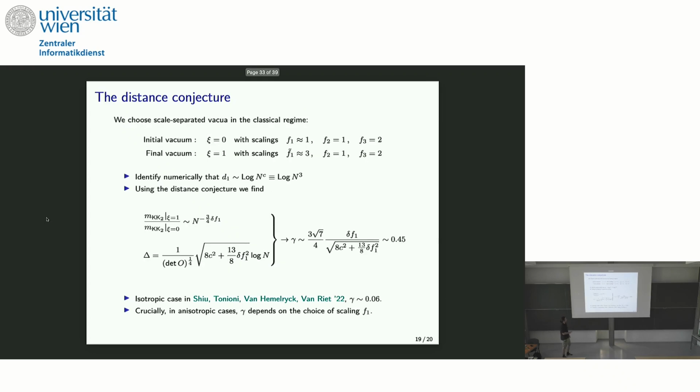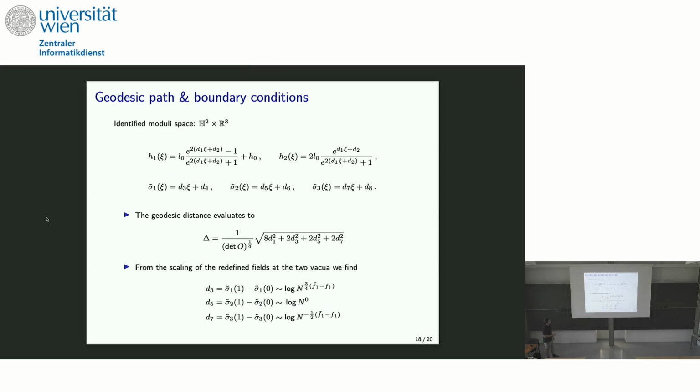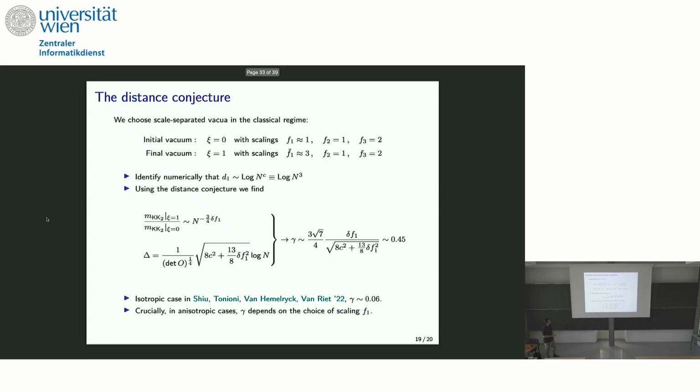Now, in order to calculate D1, this is non-trivial, and we have to do some numerics and find out the value. And we have to set our value. So in our initial vacuum, those are the values of the scalings that we have, and in the final vacuum, those are the values of the scalings. These scalings change because of the D4, which every time it creates and annihilates, it leaves behind a flux. We can write down the ratio of the KK masses, and we see that it depends on the difference of these scalings, and we write down the geometric distance.